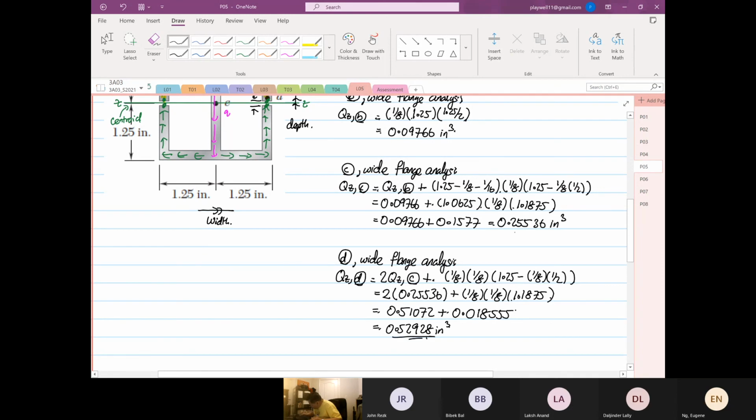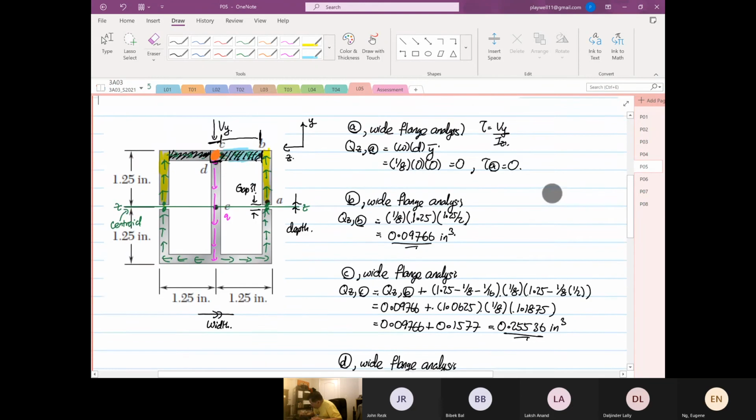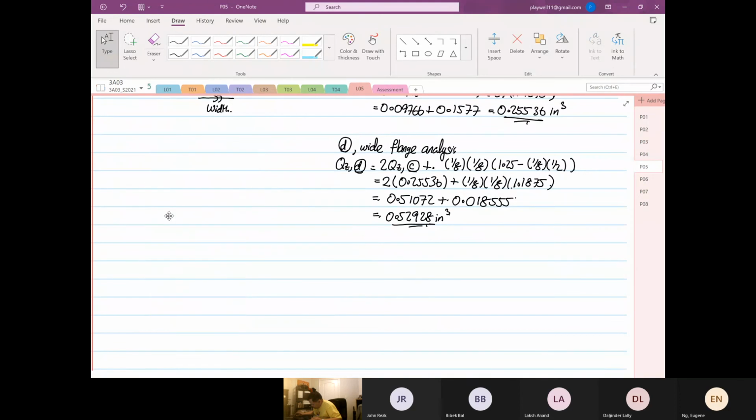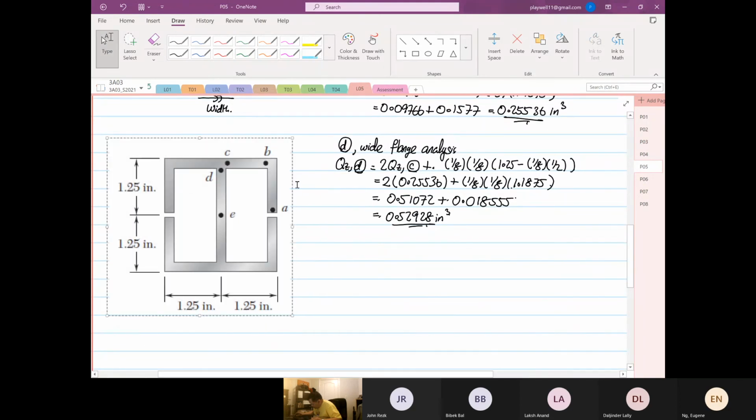Okay. So finally, we want to find, I'll copy and paste here. We're going to find the E, which is also a wide flange analysis.